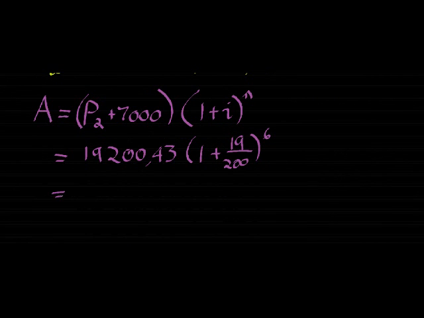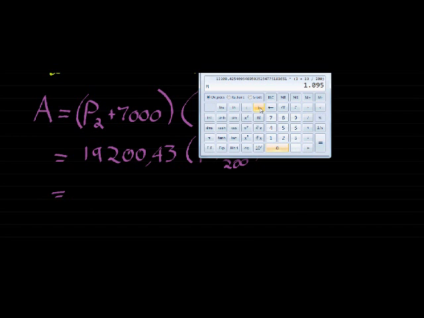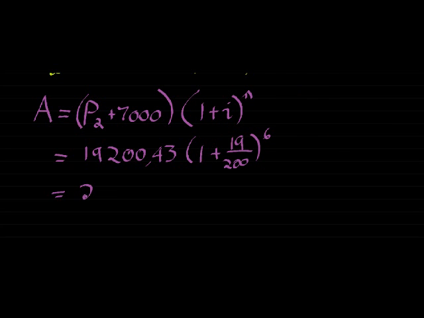And then I get the answer of, where's my calculator? There we go. That is multiplied with the bracket 1 plus 19 over 200, close the bracket, to the power of 6, giving me an answer of 21,030 rand and 99 cents.